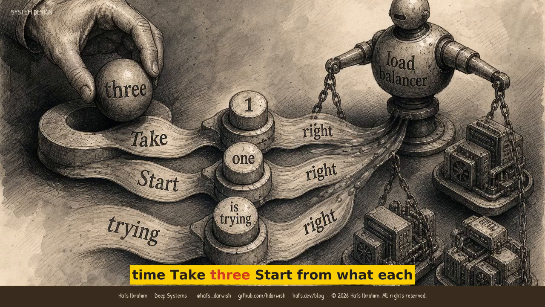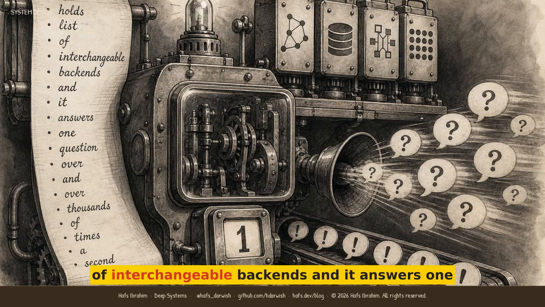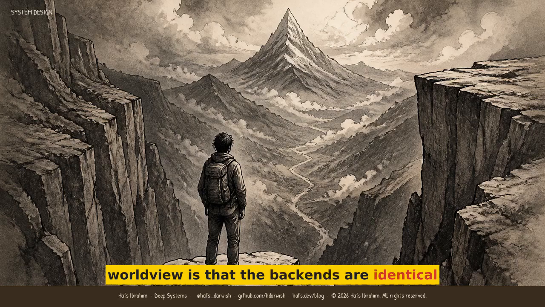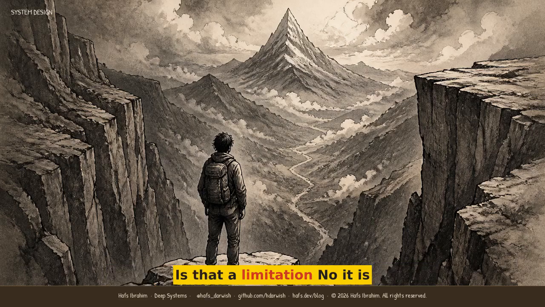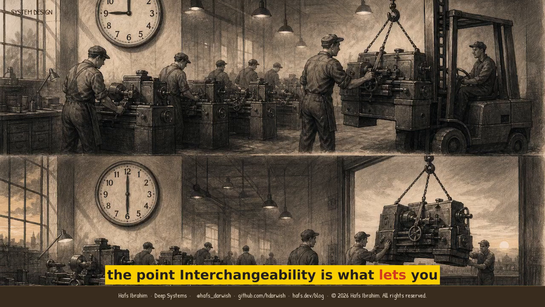Take 3. Start from what each one is trying to be right about. The load balancer is trying to be right about machines. It holds a list of interchangeable backends and it answers one question, over and over, thousands of times a second: which of these healthy machines should take the next request? Its whole worldview is that the backends are identical. Is that a limitation? No, it is the point. Interchangeability is what lets you add a 5th machine at 9 in the morning and remove it at 6 in the evening without telling anyone.